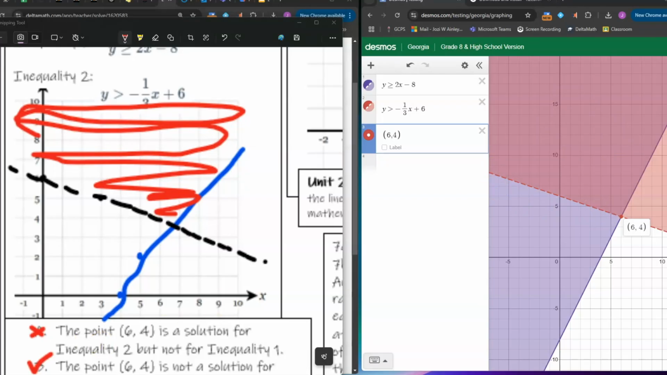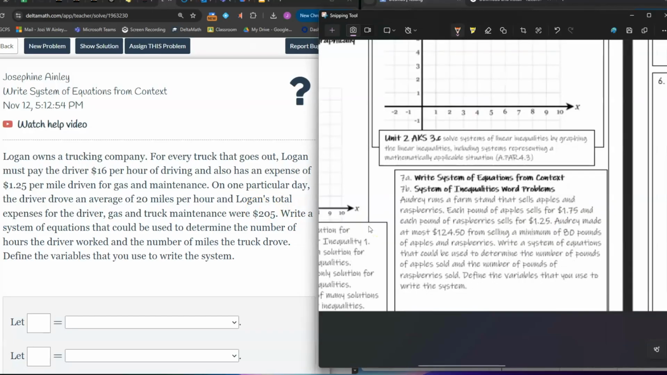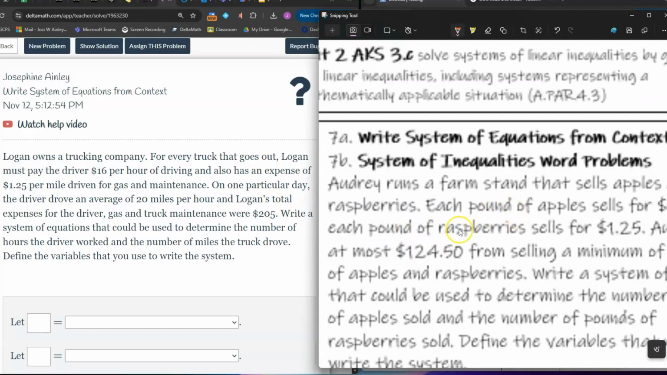Let's practice. All right, so we're going to take a look at writing systems of linear inequalities. Now, because DeltaMath doesn't have the option for you to write inequalities, what we're going to do is practice with write a system of equations. And remember, anytime you're doing equations, what does that spell out? Almost an equal sign. So this one's going to be an equal sign, but the only difference is they're going to change it from equations to what? Inequalities. So we're going to practice both.